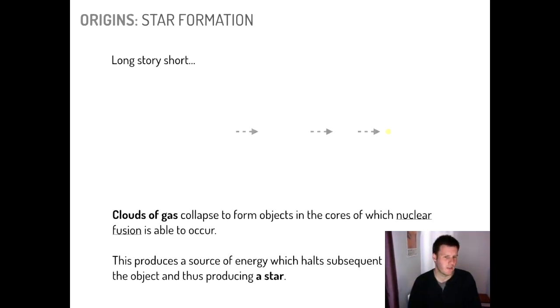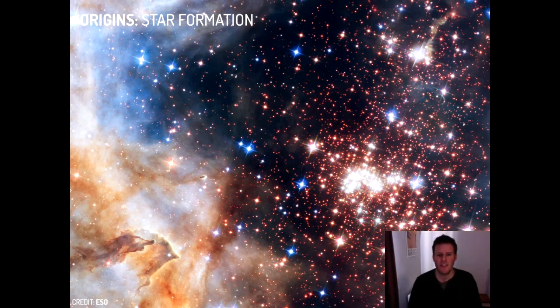So to cut a long story short, because this isn't a talk about star formation, what we know is that clouds of gas collapse under their gravity to form cores of objects where nuclear fusion is able to occur. Now, when the core of this cloud of gas gets hot enough, it's able to create energy via nuclear fusion, which stops the subsequent collapse of the object, thus producing a star. And so when we see this happen in nature, we see things like this. So this is the result of the collapse of a very large cloud of gas, forming many thousands of individual stars here.